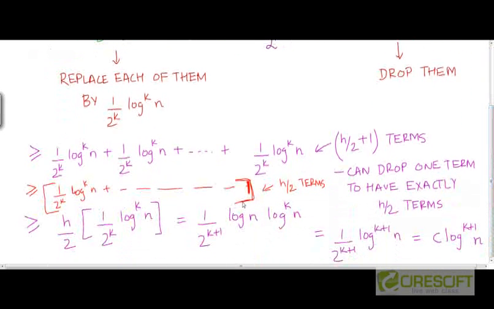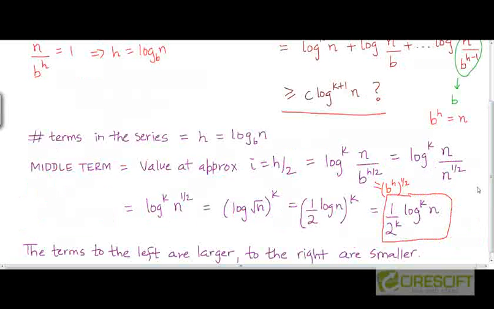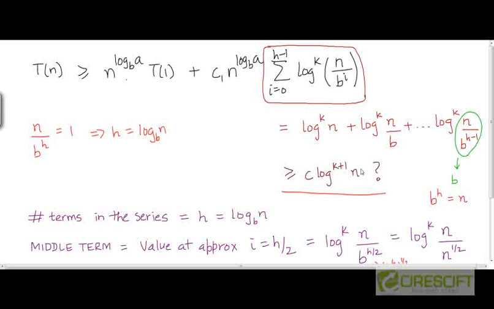And this then simplified to log n times log to the power k of n times some constant. H was log n, so that's how we got an extra power of log n here. And thus we obtained the form that we wanted to prove over here. So this summation is bounded from below by a constant multiple of log to the power k plus 1 of n.